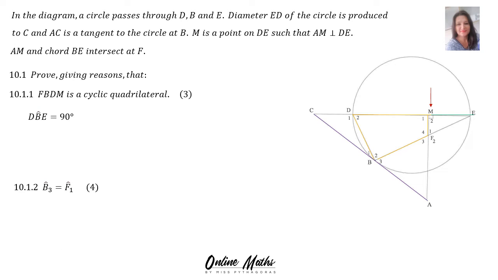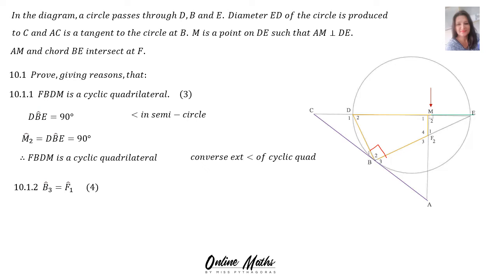So we start by saying that angle DBE is equal to 90 degrees. That is that angle over there. And the reason is angle in semicircle because DE is a diameter. Then we can say that angle M2 is equal to DBE is equal to 90. They are both equal to 90. Therefore, FBMD is a cyclic quadrilateral. And your reason is it's the converse of the exterior angle of a cyclic quad.